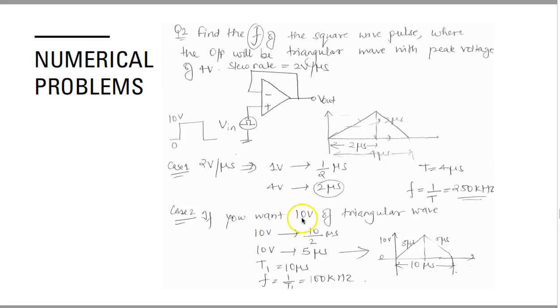Now, what if you want a 10 volts triangular waveform? For that, you will pick the same formula and multiply 10 volts on either side, and then you will get for 10 volts you require 5 microseconds for each half period. So you have 5 microseconds and another 5 microseconds. So the total T on time will be 10 microseconds. And using this value you can calculate the frequency, because frequency is the reciprocal of the time period. Similar to here, you got 250 kilohertz and here 100 kilohertz. So this was another problem.